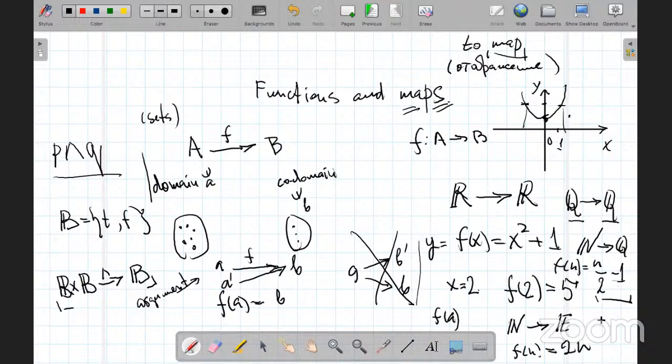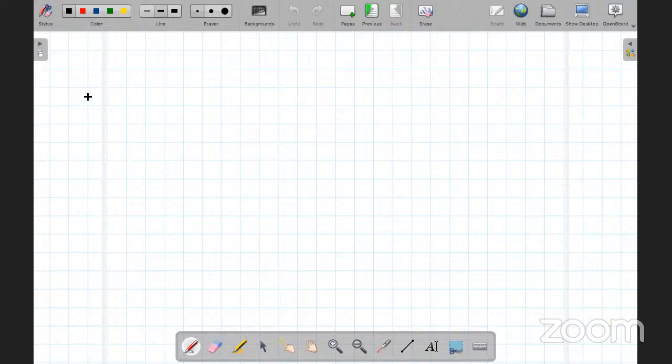But now we also wanted somehow a backward function, remember? And so we also have this notion of inverse function.